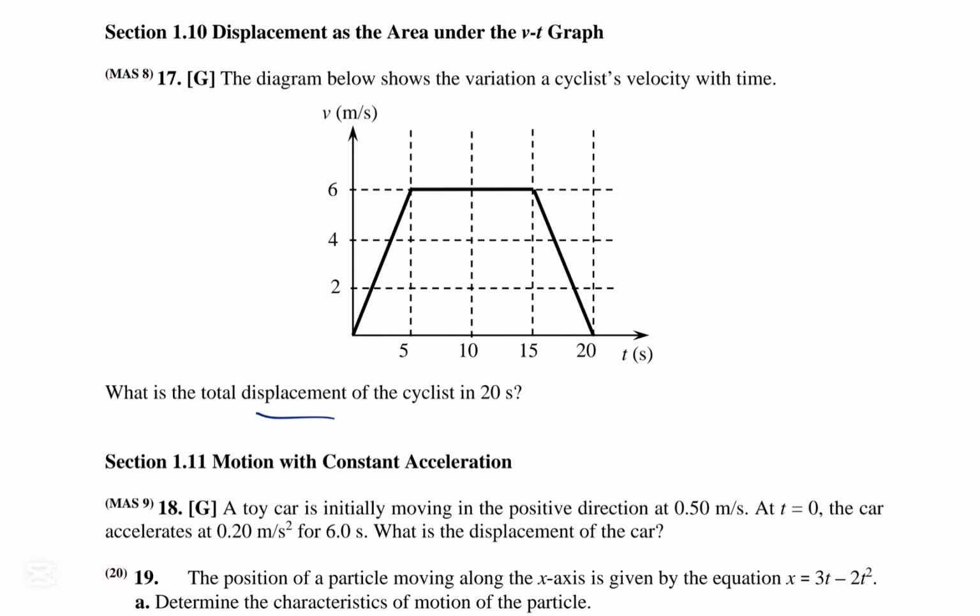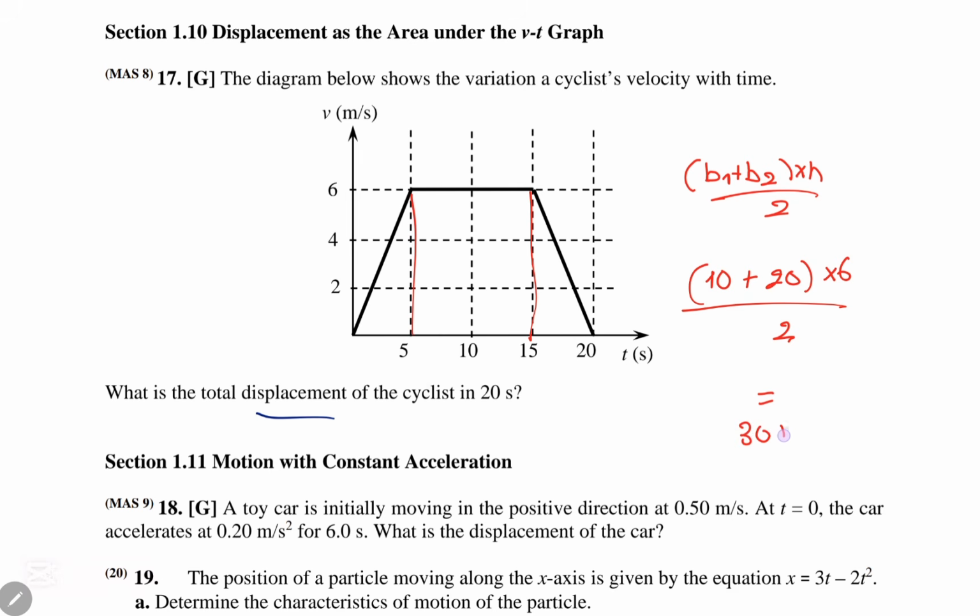How do we find the displacement on a VT graph? We need to find the area. Here we're dealing with a trapezoid, so it's going to be base 1 plus base 2 times the height over 2, which is the area of a trapezoid. So base 1, it's from 5 to 15, which is 10, plus base 2, which is 20, times the height, which is 6, divided by 2.